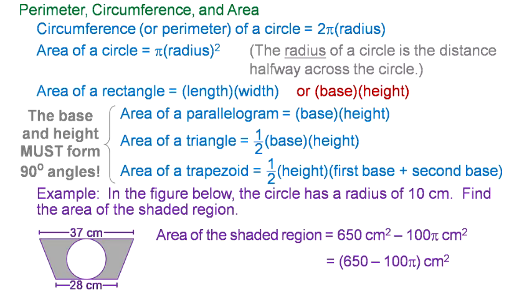Subtracting 650 minus 100 pi is a lot like subtracting 650 minus 100x. And since I cannot combine 650 with 100x by adding or subtracting because they are not like terms, that means that I cannot combine 650 and 100 pi by adding or subtracting either.